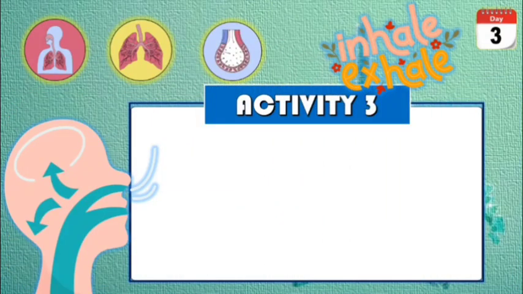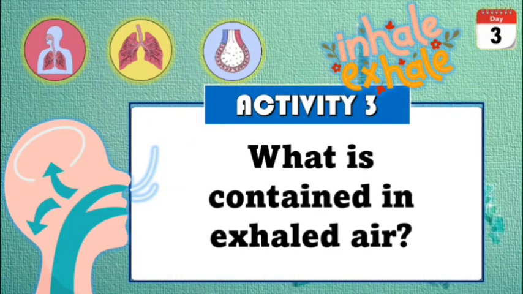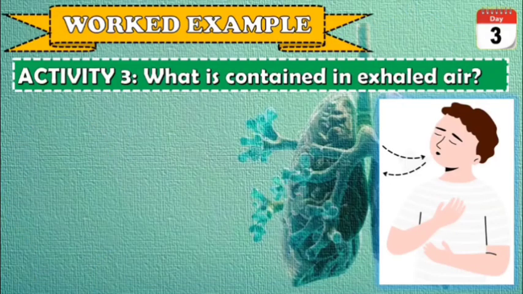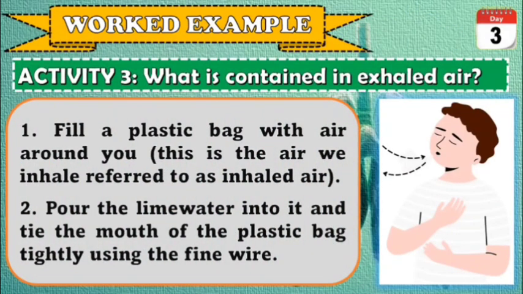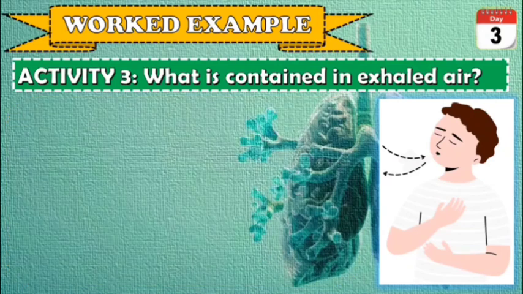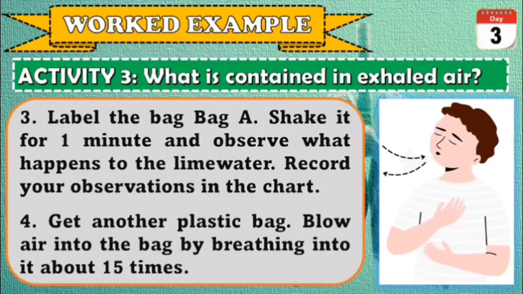For our Activity number 3: What is contained in exhaled air? Instruction 1: Fill a plastic bag with air around you. This is the air we inhale, referred to as inhaled air. Instruction 2: Pour the lime water into it and tie the mouth of the plastic bag tightly using the fine wire. Instruction 3: Label the bag A, shake it for 1 minute and observe what happens to the lime water.